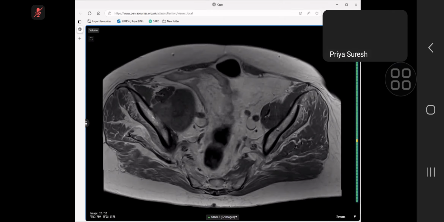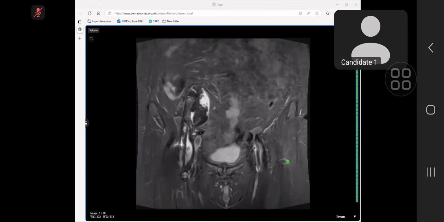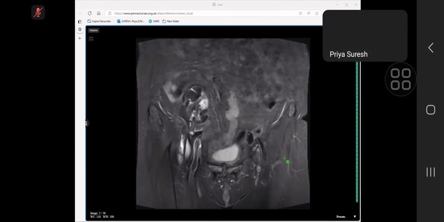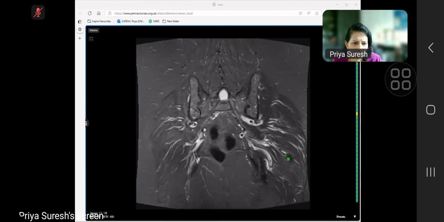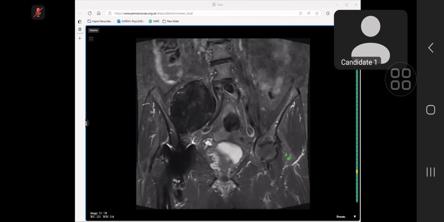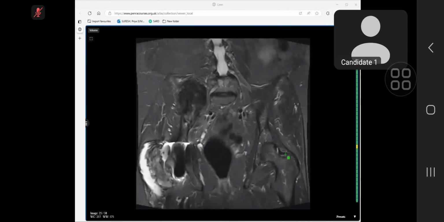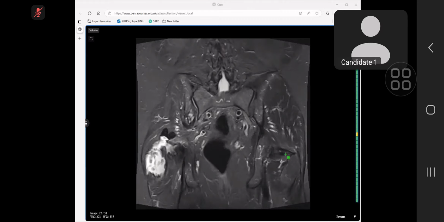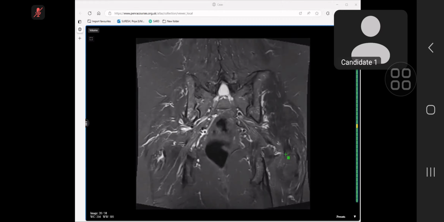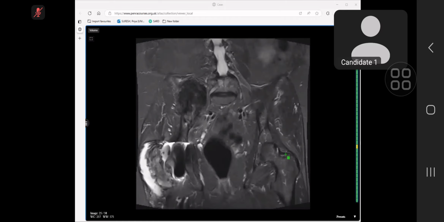I would like to see the coronal images and post-contrast images if available. So these are coronal images. On the star images, this mass is heterogeneous in appearance with marked susceptibility artifacts at this region due to the metallic processes, which is slightly obscuring the details, but still there is a heterogeneous lesion in the proximity of the right hip joint. I would like to see the post-contrast images.